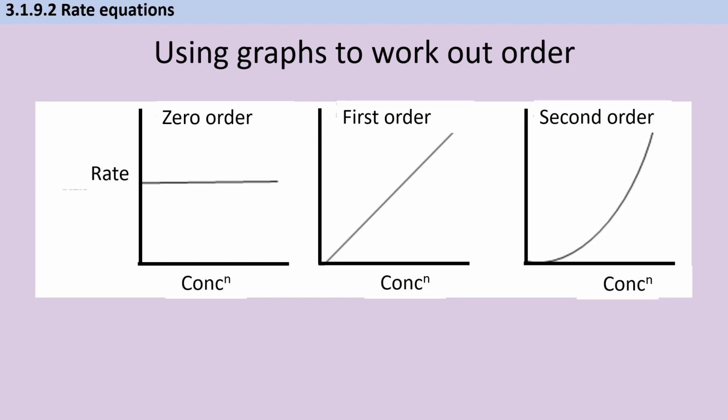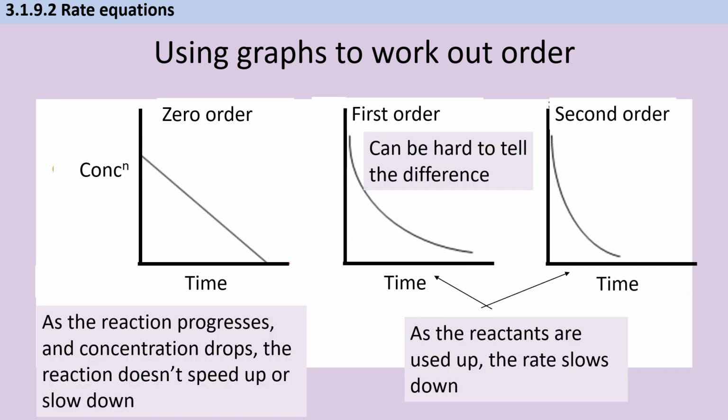You should be able to determine order both graphically and numerically. These are the graphs that you should recognise for a 0-order reaction, a 1st-order reaction, and a 2nd-order reaction. These data are derived from looking at changes in concentration over time. In order to turn these graphs into the graphs we just saw, we need to draw tangents in order to work out what the gradient is. So you can see that for the 0-order graph, as the reaction progresses, the reaction doesn't speed up or slow down, so the gradient doesn't change. Whereas for the 1st order, it slows down, and for the 2nd order, it slows down more dramatically.